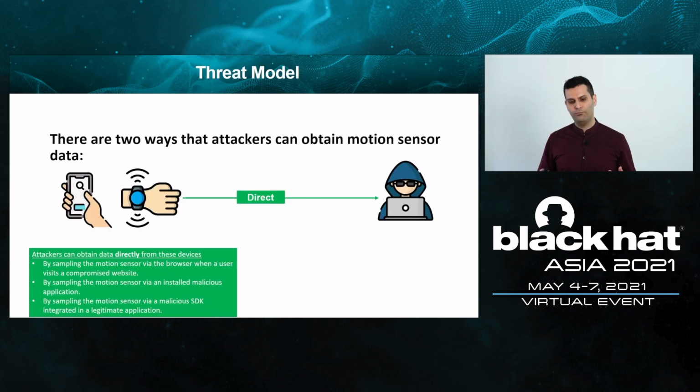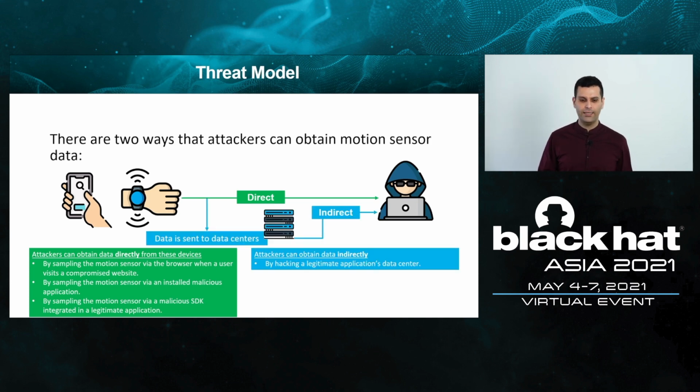So there are two primary ways that attackers can obtain motion sensor data. The first way is directly from these devices, and this can be done by sampling the motion sensor via the browser when a user visits a compromised website, and this can be the result, for example, of a phishing attack. Another way is by sampling the motion sensor via an installed malicious application, and another way is by sampling the motion sensor via a malicious SDK integrated in a legitimate application. This is the direct way to obtain motion sensor data from these devices.